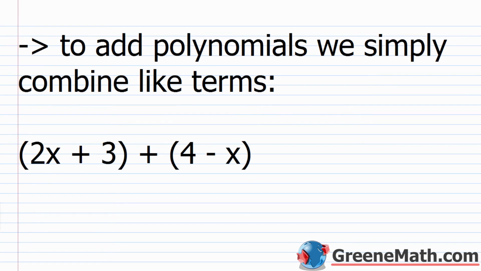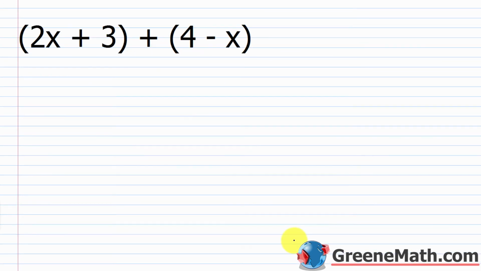And this is actually the easiest part of this lesson. Once you get past all the vocabulary stuff that you have to learn, it's really, really easy to add and subtract polynomials. So to add polynomials, we simply combine like terms. We've been doing this since the beginning of algebra. Super, super simple at this point. So we have 2x plus 3, that polynomial, plus 4 minus x, that polynomial.